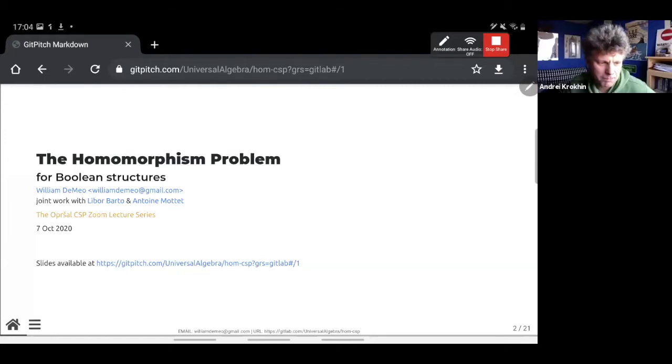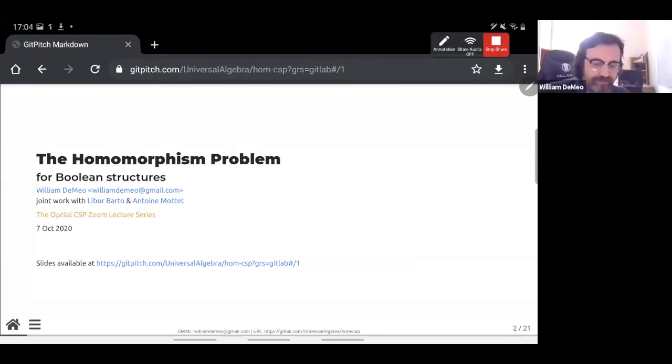So today I'd like to talk about this problem we've been working on, the homomorphism problem for Boolean structures. This is a general homomorphism problem, not just for relational structures, but for structures that could have relations and operations.